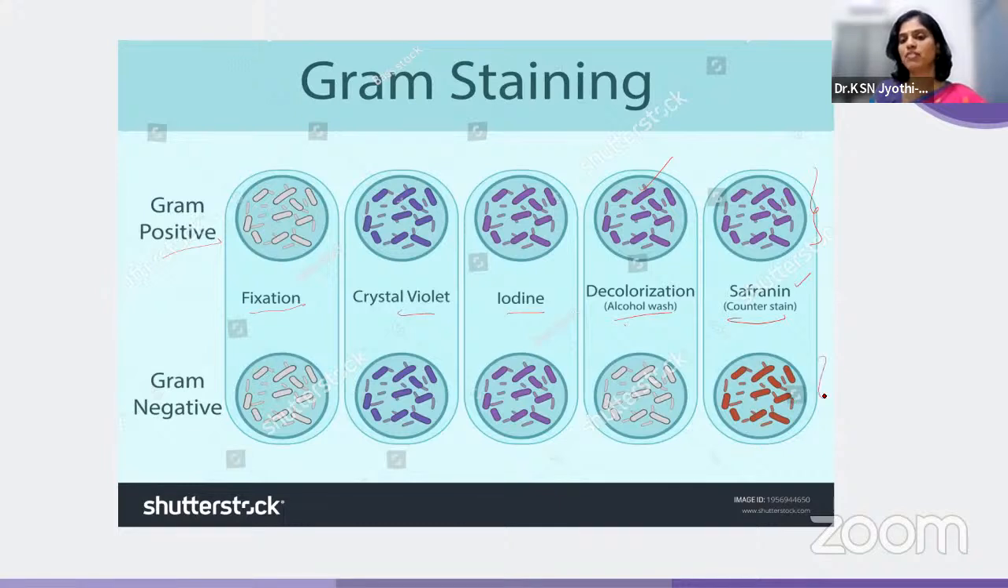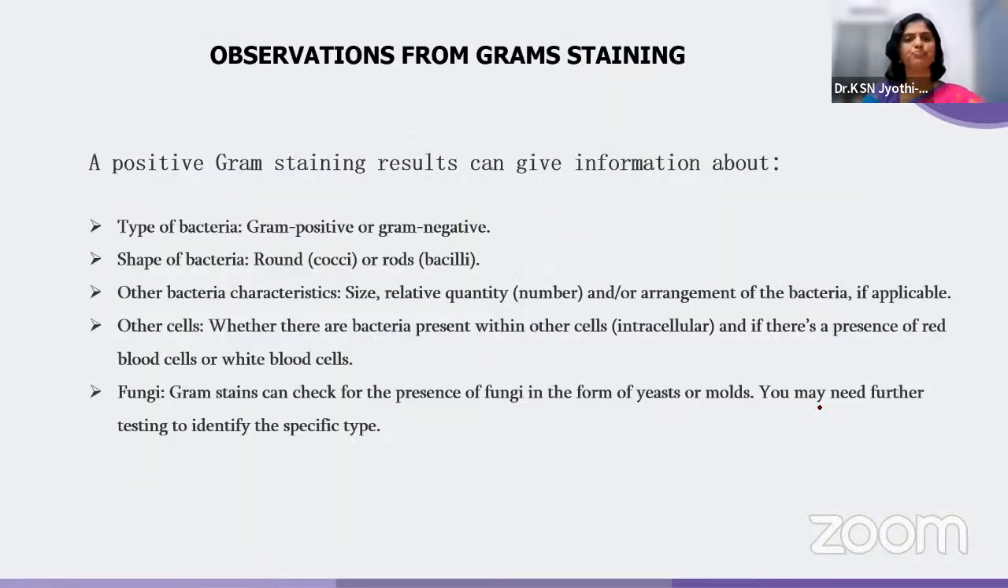But whereas gram-negative bacteria, because they are decolorized after the alcohol wash, will take up the counter stain and look red in color. So this is why, based upon their cell wall structure, they take up different stains. That is the reason why we call this differential staining. Based upon the morphological and physiological characteristic features of the cell wall, you are able to differentiate and observe whether the bacteria in the sample is gram-positive or gram-negative.